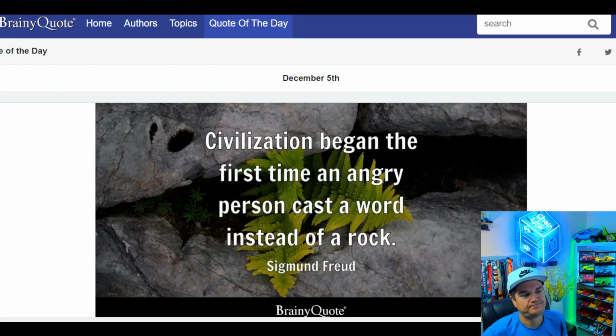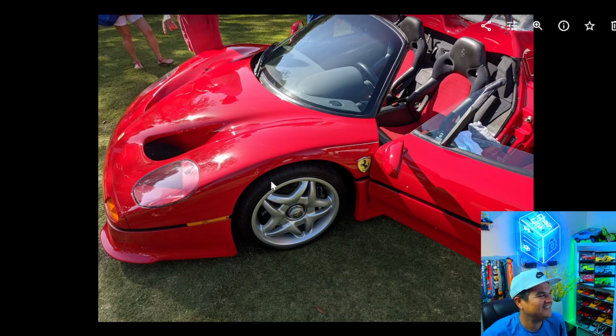We got some good ones. Civilization began the first time an angry person cast a word instead of a rock. Imagine that scenario. Like, wait, you didn't hit me? What are you saying? All right, car of the day.